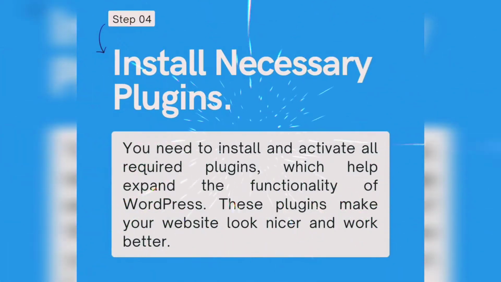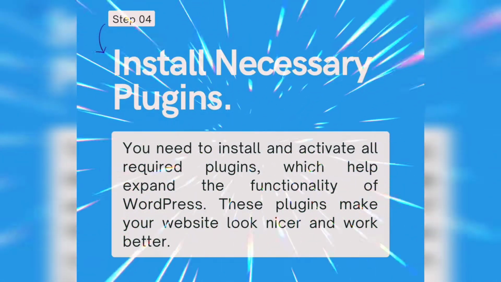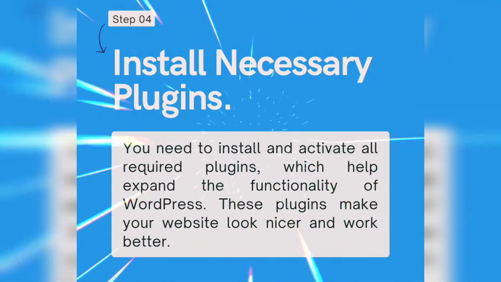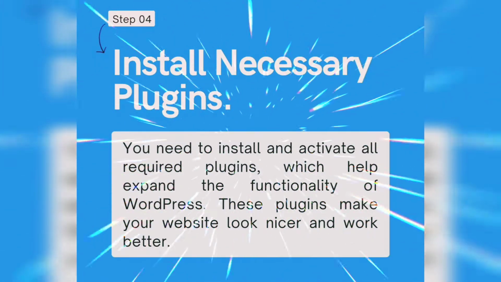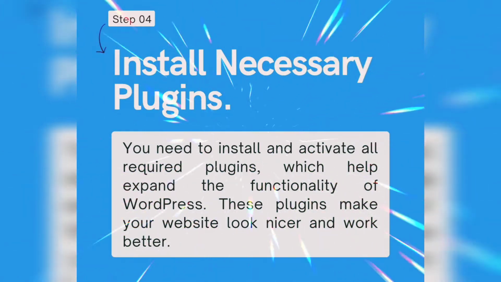Step 4. Install necessary plugins. You need to install and activate all required plugins, which help expand the functionality of WordPress. These plugins make your website look nicer and work better.